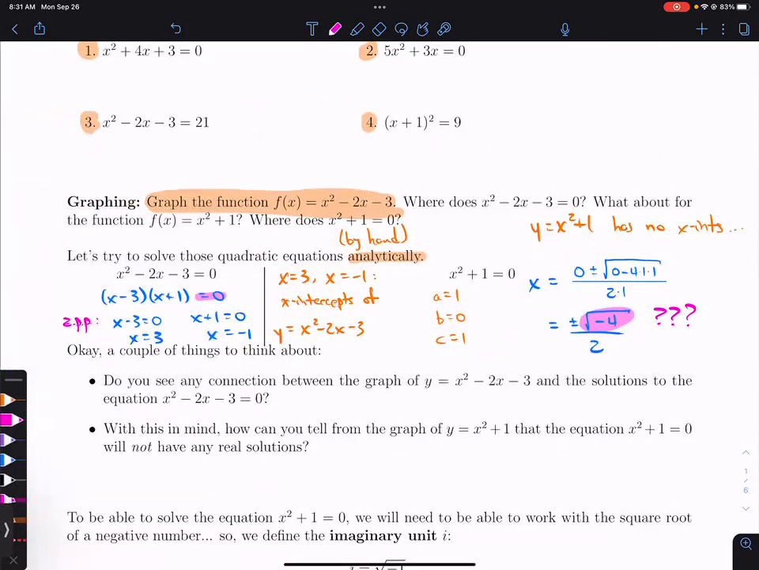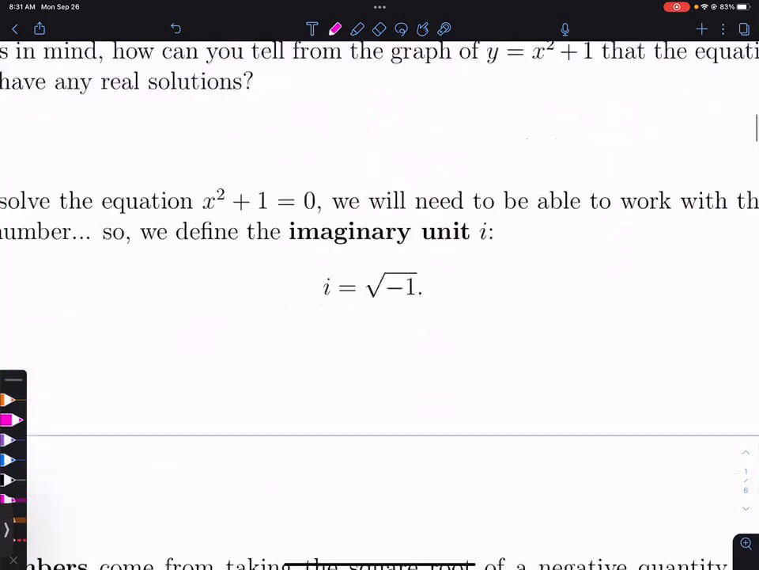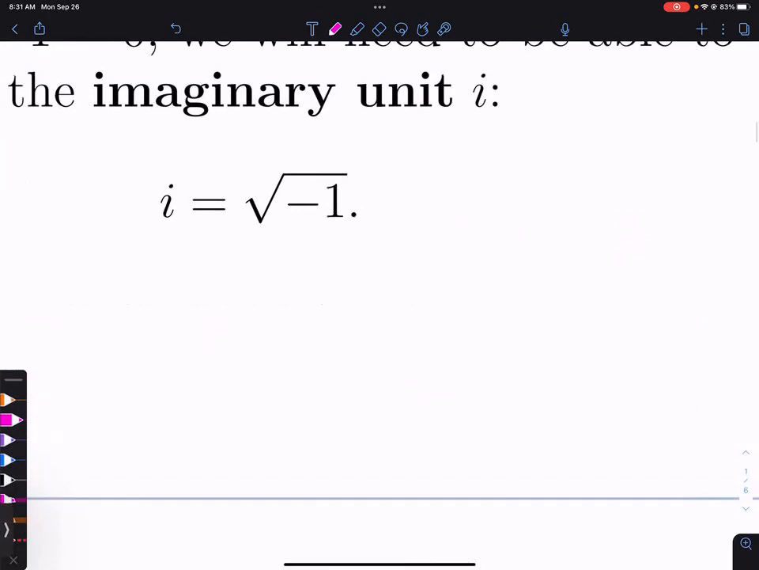So to deal with things like this that don't have any real x-intercepts and don't have any real solutions, we have to introduce imaginary or complex numbers. To deal with the square root of a negative number, we introduce what we call the imaginary unit, i, which is the square root of -1, right? Unit just means it acts like 1. 1 is the unit in the real numbers. i is the square root of -1. That means if you square i, what do you get?